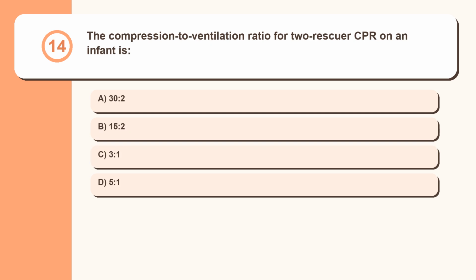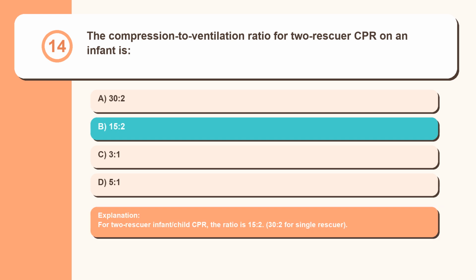Question 14. The compression to ventilation ratio for 2 rescuer CPR on an infant is 30:2, 15:2, 3:1, 5:1. For 2 rescuer infant/child CPR, the ratio is 15:2, 30:2 for single rescuer.